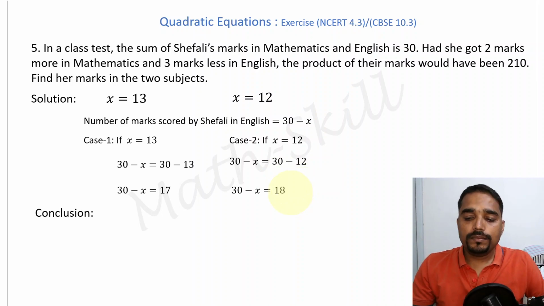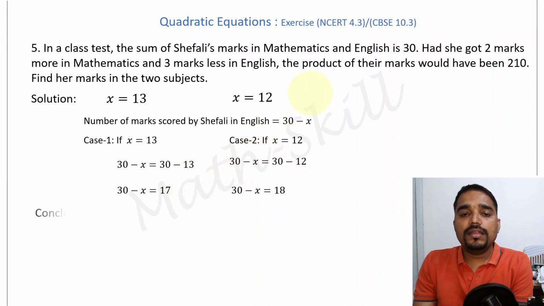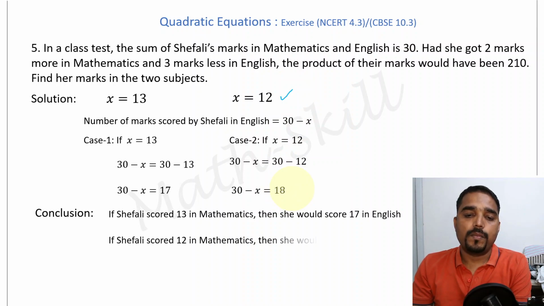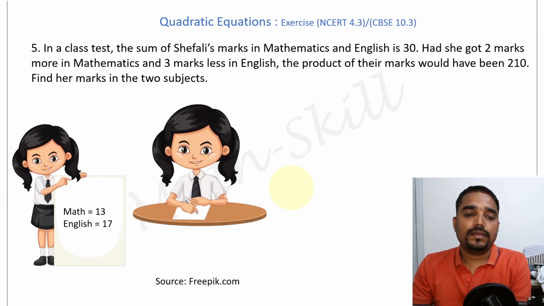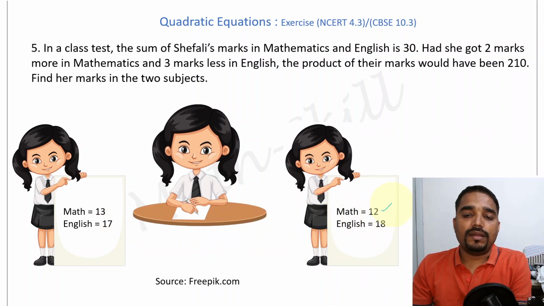Therefore, to conclude, if Shefali has scored 13 marks in math, then she would have scored 17 marks in English. Or if Shefali has scored 12 marks in mathematics, then she would have scored 18 marks in English. That is, if Shefali has scored 13 in mathematics, then she would end up scoring 17 in English, or if she has scored 12 in maths, then she would be scoring 18 in English.